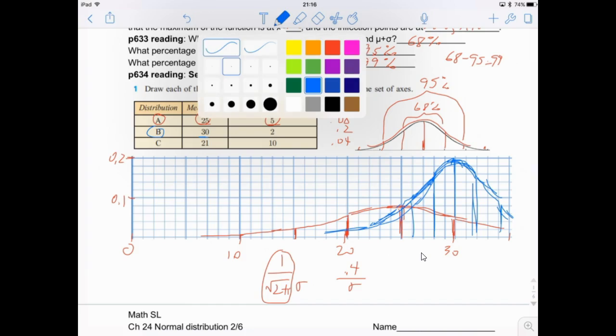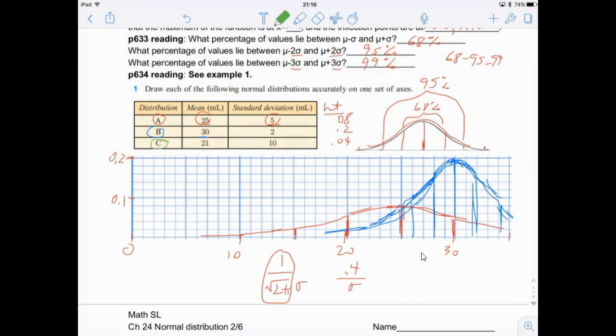Now what about C? C is going to be in green. It's going to be centered at 21. And the standard deviation is going to be 10. So, wow, that's really far away. The standard deviation is really far away. And the height is 0.04, which is just about that high. So, you can see that the green one is the most spread out of all. Okay. Makes sense, right? That the green one is so short because it's really spread out.